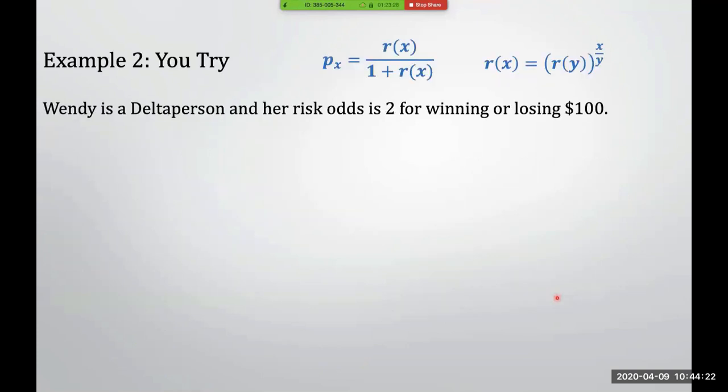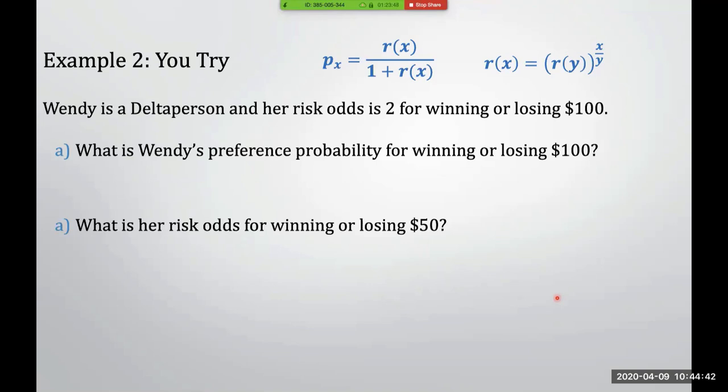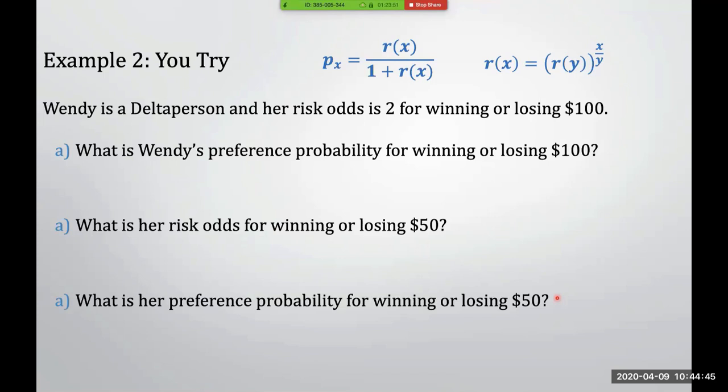Okay, here's another example. Now we have Wendy, who is a Deltaperson with a risk odds of 2 for $100. You can figure out what is Wendy's preference probability for winning or losing $100. What is Wendy's risk odds for winning or losing $50 instead? And what is Wendy's preference probability for the $50 stake situation? You can pause here to work on this.